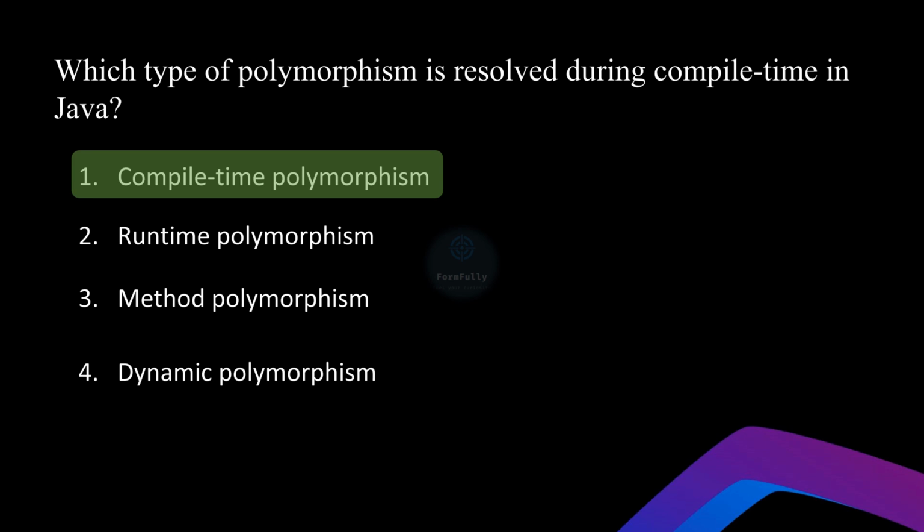You know that in method overloading, multiple methods in the same class have the same name but differ in the number or types of parameters. The compiler determines which method to call based on the number and types of arguments passed at compile time. Runtime polymorphism, method polymorphism, dynamic polymorphism: these three are described as runtime polymorphism, also known as dynamic polymorphism, where method overriding is involved. Runtime polymorphism is resolved at runtime based on the actual type of the object, not at compile time based on the method signature. So the correct option is 1.